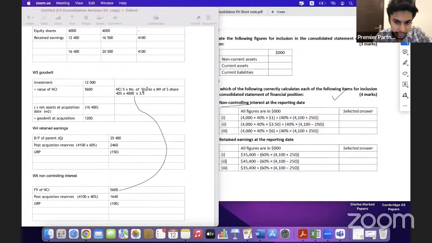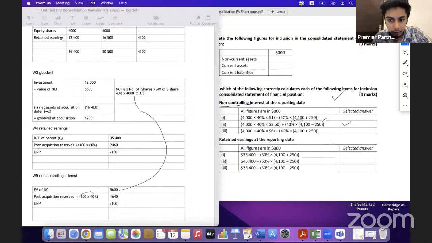40% of 4,000 into 3.5. Here, guys, 4,000's 40% into 3.5. That means this is the only option that's available. See, if you get one part, then the answer comes automatically. See, guys, how did you get 5,600 once again? 40% of 4,000, that into 3.5. This also is okay, see 4,100 into 40%. There you go. Minus, okay.